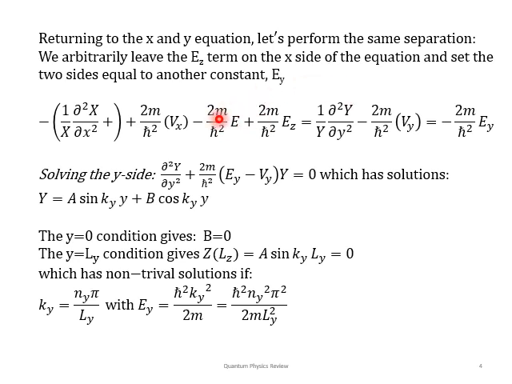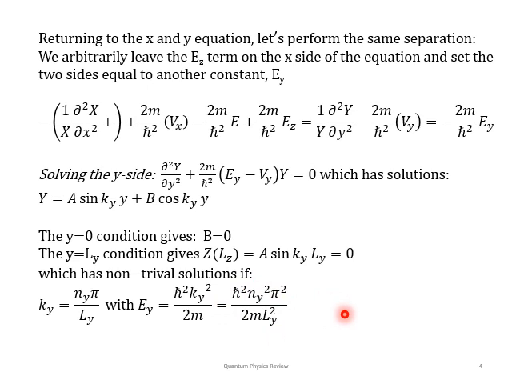The only way those two sides can be equal to one another for all x and y is if they're equal to a constant. We choose that constant to be equal to this. And then solving the y side as we did for the z side before, we end up with the same sort of relationship, with k sub y equal to an integer n_y pi over L_y, with then the energy being equal to h bar squared n_y squared pi squared over 2m L_y squared. Just like the situation for a particle in a box that we solved for a one-dimensional box.